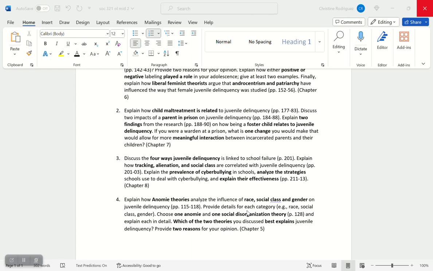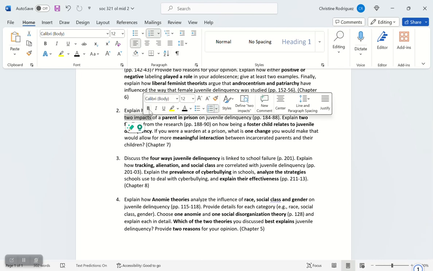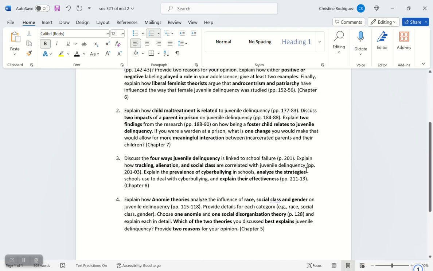Explain 2 findings from the research on how being a foster child relates to juvenile delinquency. I'm just going to correct this real quick to highlight it. So, 2 findings from the research on how being a foster child relates to juvenile delinquency. There's some correlation. Again, we never say causation because we can't say that one thing necessarily makes the other thing happen, but we can see a relationship or a correlation.